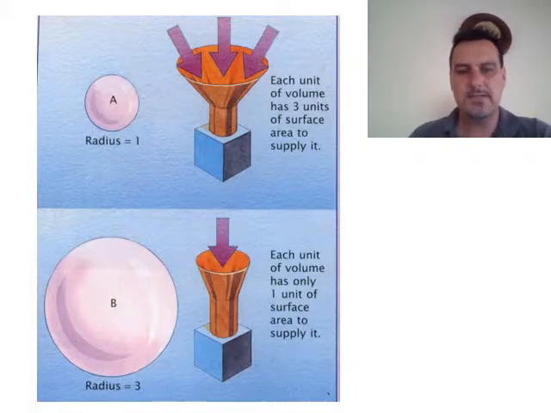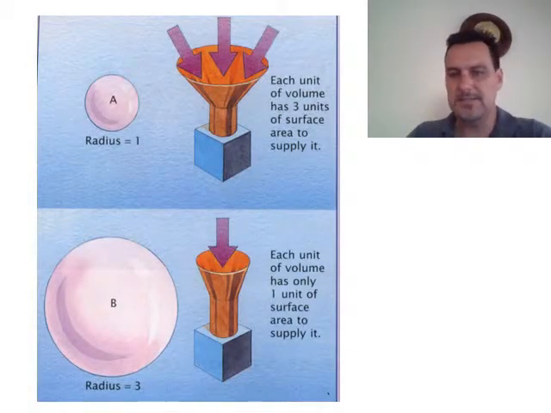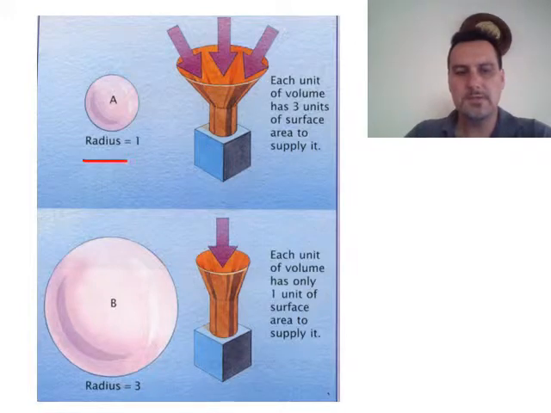So let's have a look at that example again, but just consider it from a slightly different angle. With our small cell here, what we can see is that it has 3 units of surface area to supply it, and we can liken this to a funnel. And because it has a much greater surface area to volume ratio, the funnel is much bigger, so more stuff can go through and into the cell.